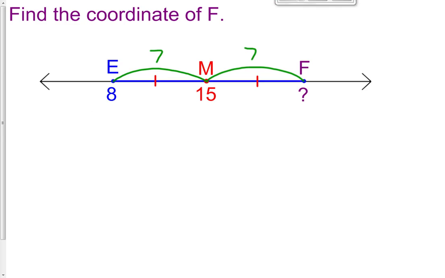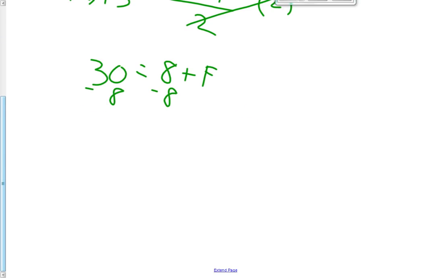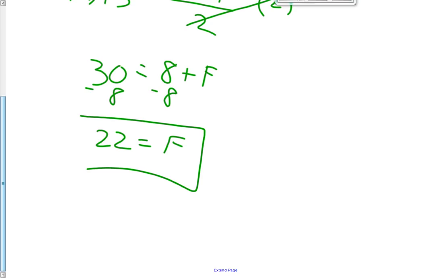One way that I like to explain this is by using our midpoint formula. The midpoint is equal to one endpoint plus the other endpoint divided by 2. So if we were to substitute in our numbers, M is the midpoint. So 15 goes in for the midpoint. 8 is one endpoint, that's E. So now we could solve this using algebra. We would multiply both sides by 2 to get rid of the denominator. So 2 times 15 is 30, and that equals 8 plus F. If we want to find what F equals, we would subtract 8 from both sides. And 30 minus 8 is 22. So as you can see, we can get F that way as well. And sometimes I think that's a little bit nicer.